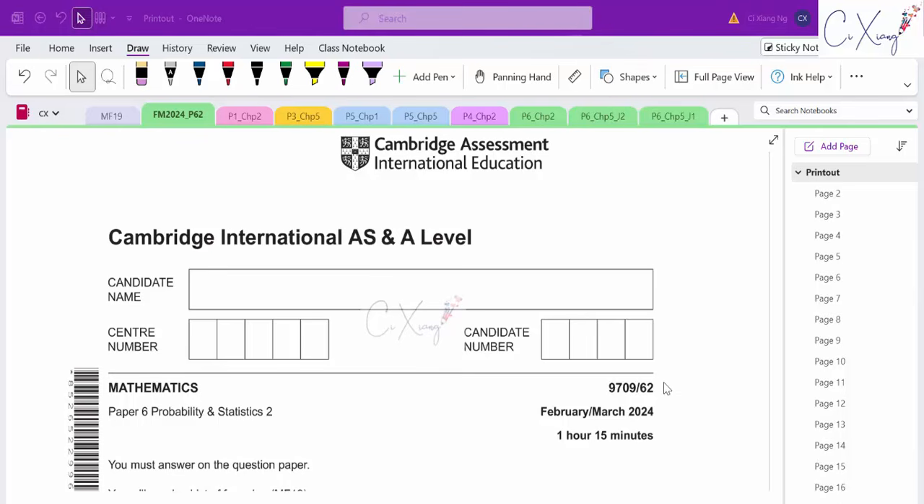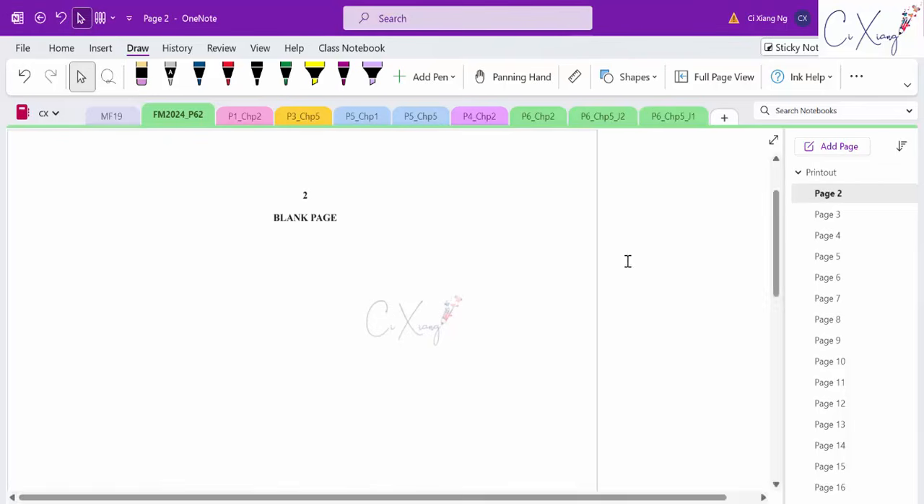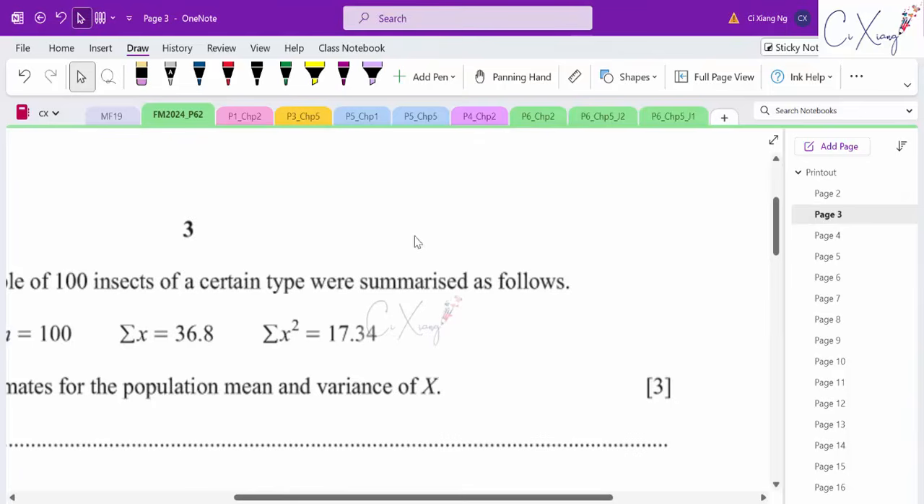Right, so in this video, we'll be discussing the Probability and Statistics 2, Paper 6, for February/March 2024. Okay, so we start with question number 1.